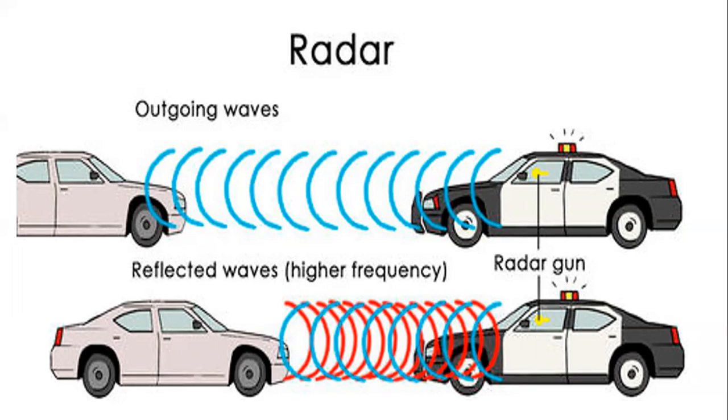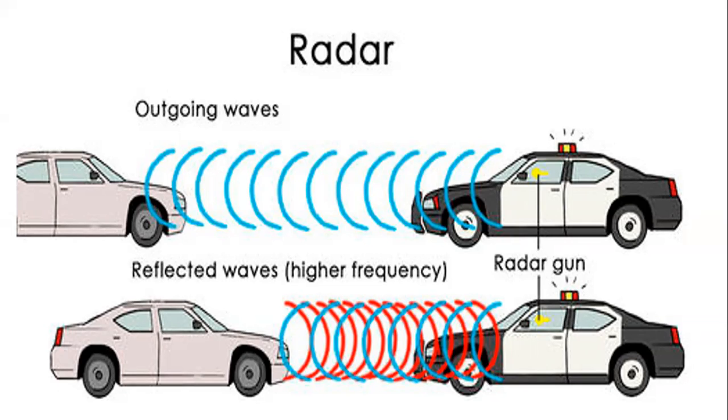So, how are reflected microwaves used to determine the speed of oncoming cars? The picture helps us to understand. Do you have your answer? Great. Let's find out what the reason is that they're able to detect the speed of oncoming cars.